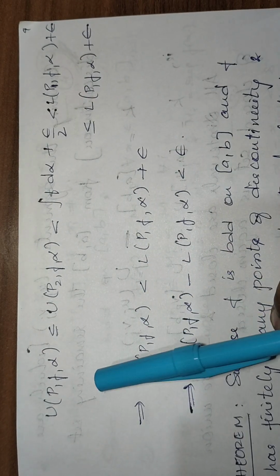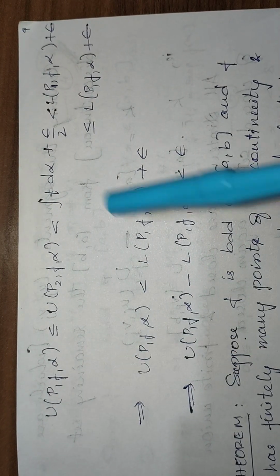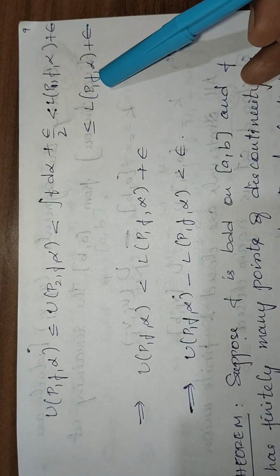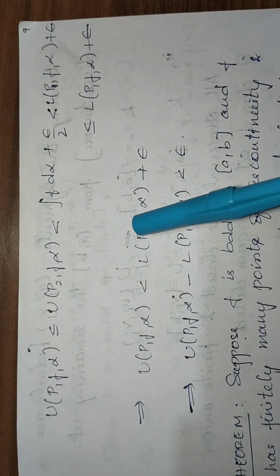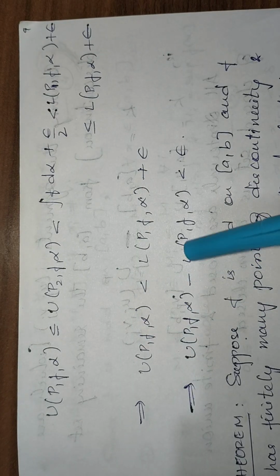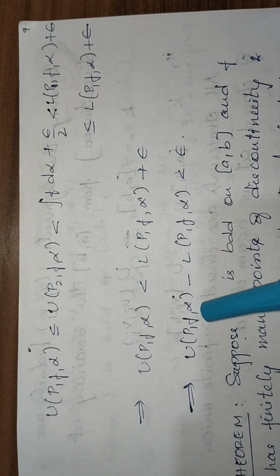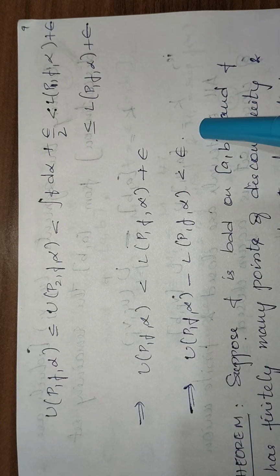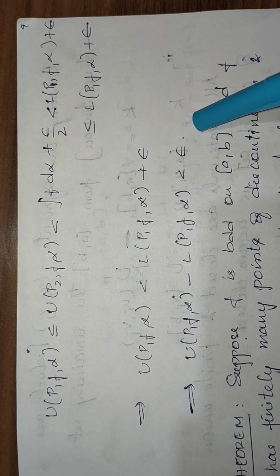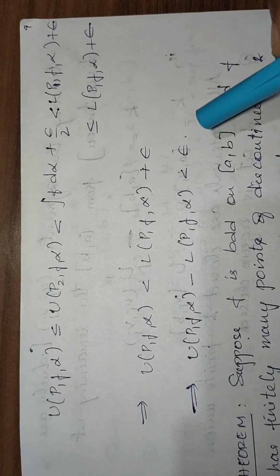Okay, so now U of P, f, alpha is less than L of P, f, alpha plus epsilon. And if I bring this to the left hand side, I have U of P, f, alpha minus L of P, f, alpha less than epsilon. So this is the proof. Okay, thank you.